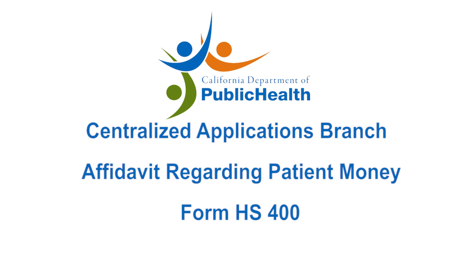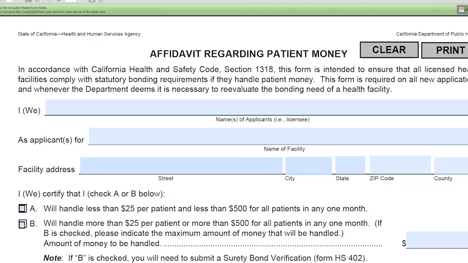Hi, I am going to guide you through the HS-400 Affidavit regarding patient money form. The HS-400 is a one-page form. This form is required on all new applications and whenever the department deems it is necessary to reevaluate the bonding need of a healthcare facility.